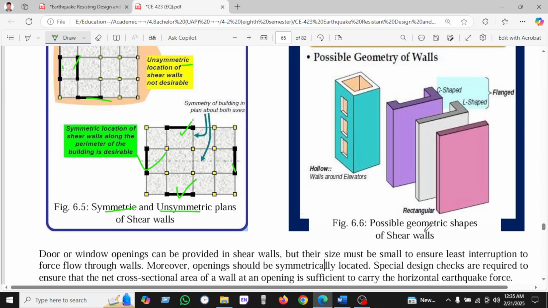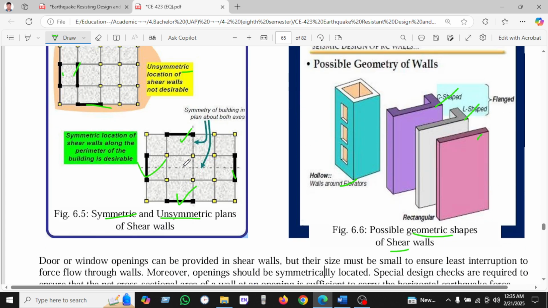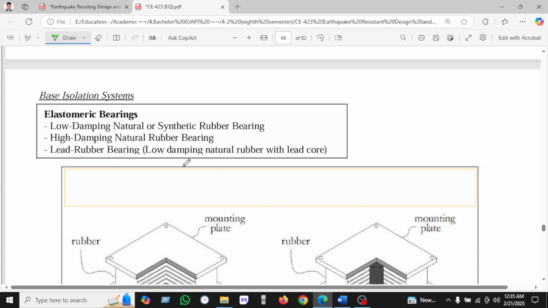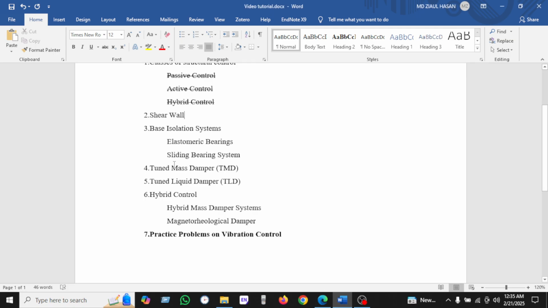You can see here the possible geometric shapes of the shear wall. We can see here the hollow shape. Here is the C shape. There is the L shape, and this is the I shape. You can see. Okay. Now we've completed this.